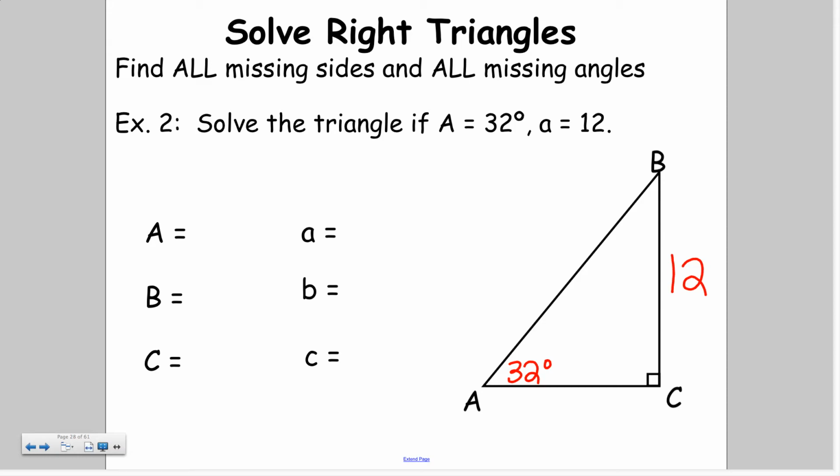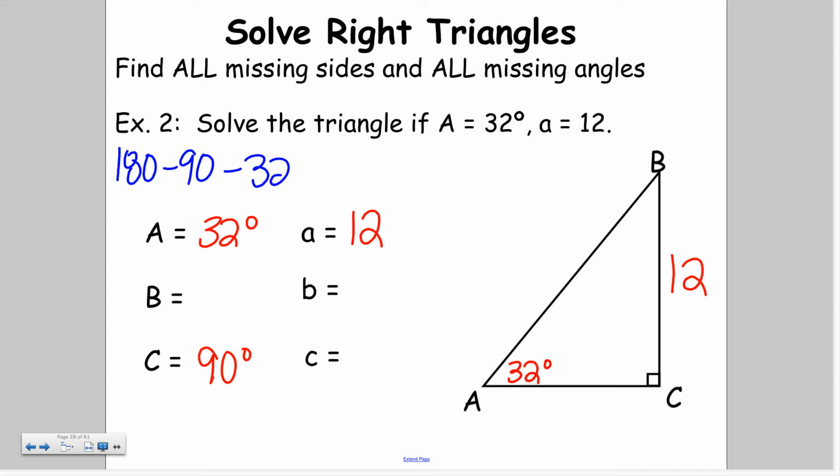So let's label what we've got. We've got 32 degrees. Angle C is 90 degrees. And side A is 12. All right, I'm going to put theta somewhere, but first I'm going to find my missing angle. I'm going to take 180 minus 90 minus 32, which leaves me with 58 degrees. So angle B is 58. Go ahead and label that on here too.